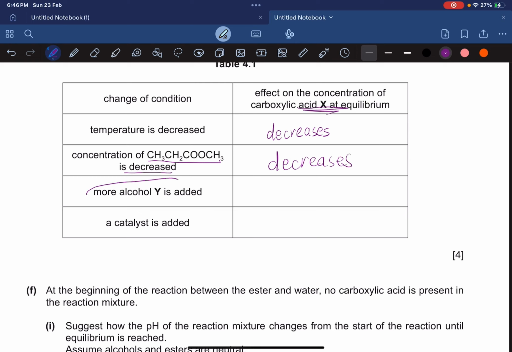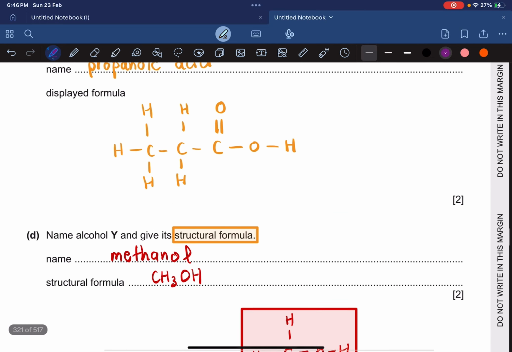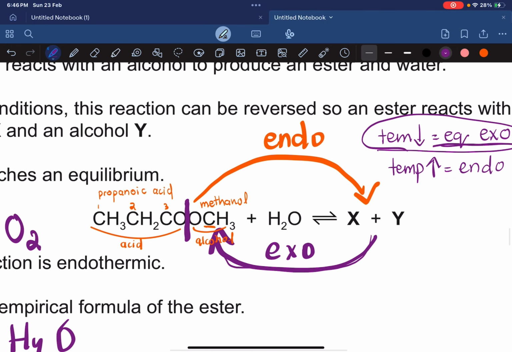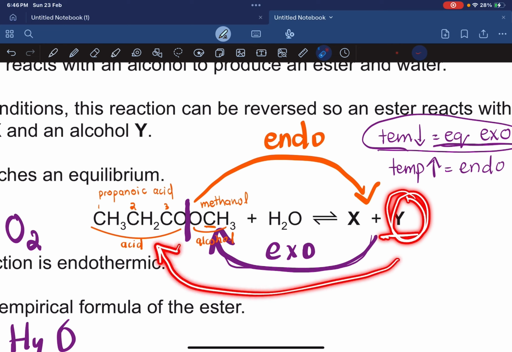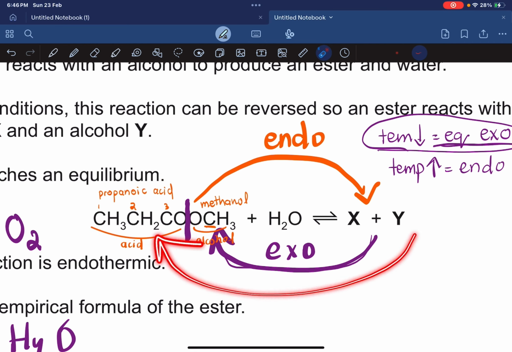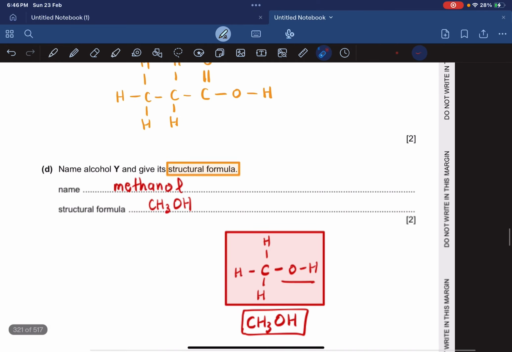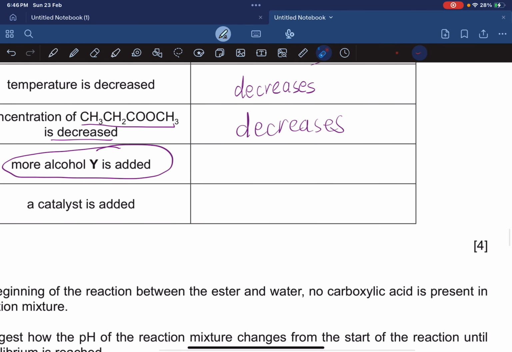More alcohol Y is added. Look, when you add more alcohol, you have added more of this. When you add more of this, equilibrium wants less of this. Whatever you do, equilibrium tries to reverse it. So equilibrium will move towards this side, form more reactants so that this is reduced. So again, it will move toward this side, X will decrease, because more of this Y we have to reduce. So equilibrium moves towards the backward side, so it's going to be decreases. Equilibrium just tries to reverse whatever you do.